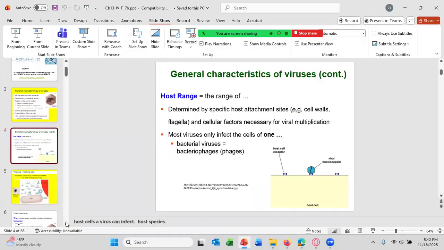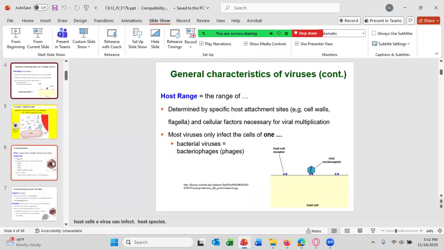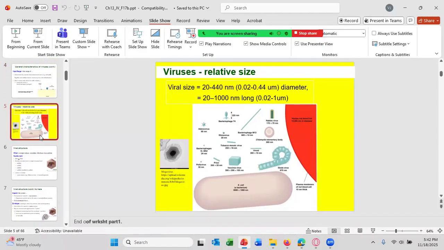So they have a very narrow host range. When we're talking about viruses, you should understand that they are small. Their size ranges from about 20 nanometers to 440 nanometers. That's 0.02 micrometers to 0.44 micrometers. So the very largest virus in their diameter reaches the size and is actually slightly larger than the smallest prokaryote.